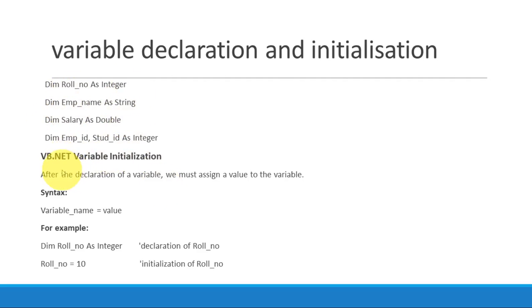Now how do we initialize it? After the declaration of a variable, we must assign a value to the variable. So the syntax is variable name equals value. For example, Dim roll number as Integer. We have declared roll number as an integer variable. Now we give a value to roll number: roll number is equal to 10. This is called initialization of roll number. We can also initialize it while declaring.